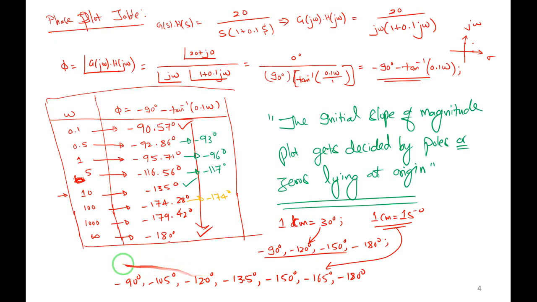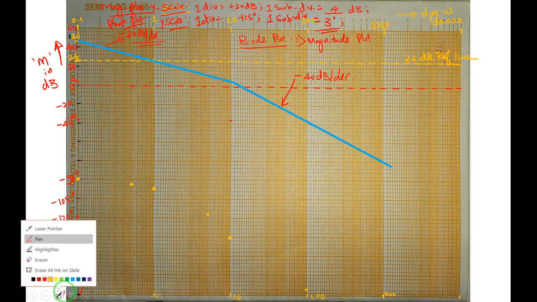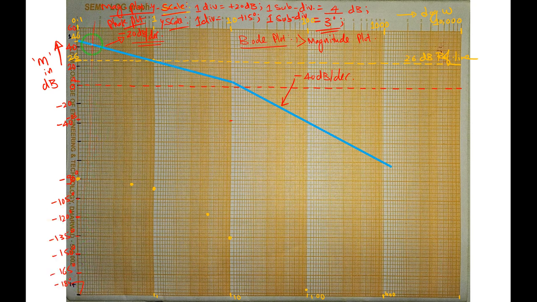I'll not take 1000. Let me leave this 1000. At infinity it is minus 180. So I'll draw the smooth curve joining all these points. Let me change the ink color for the phase plot. Which color shall I use? Same color only, no problem. This is only for the phase plot. So draw the smooth curve.